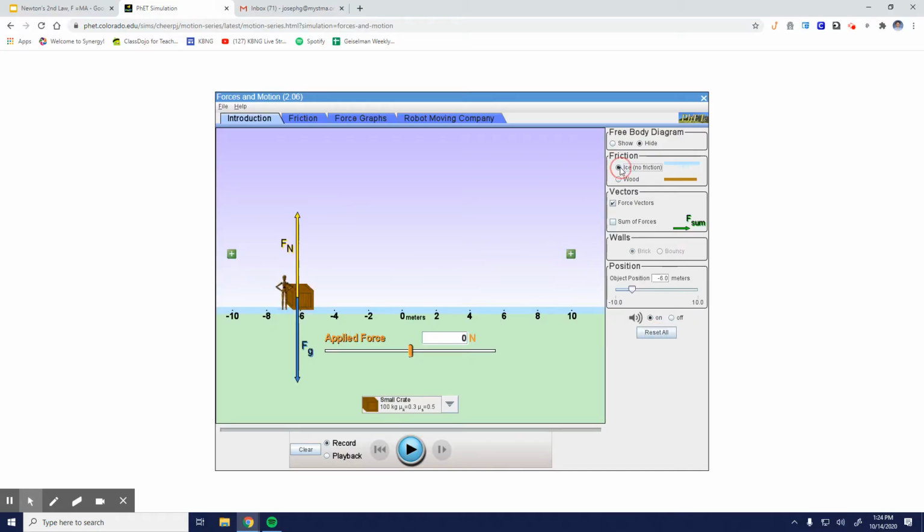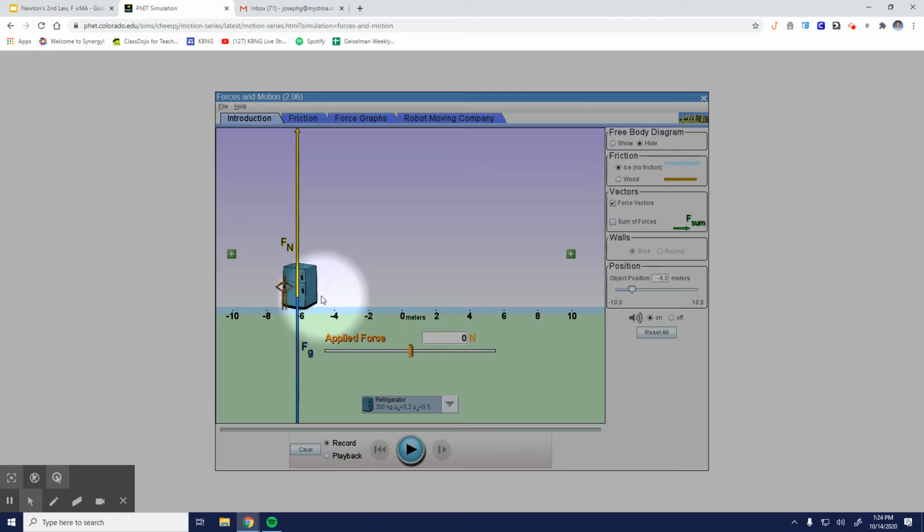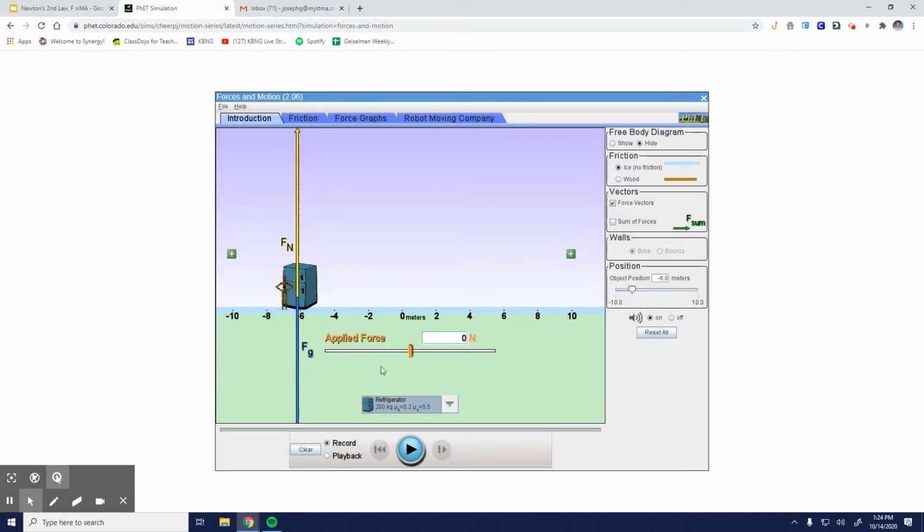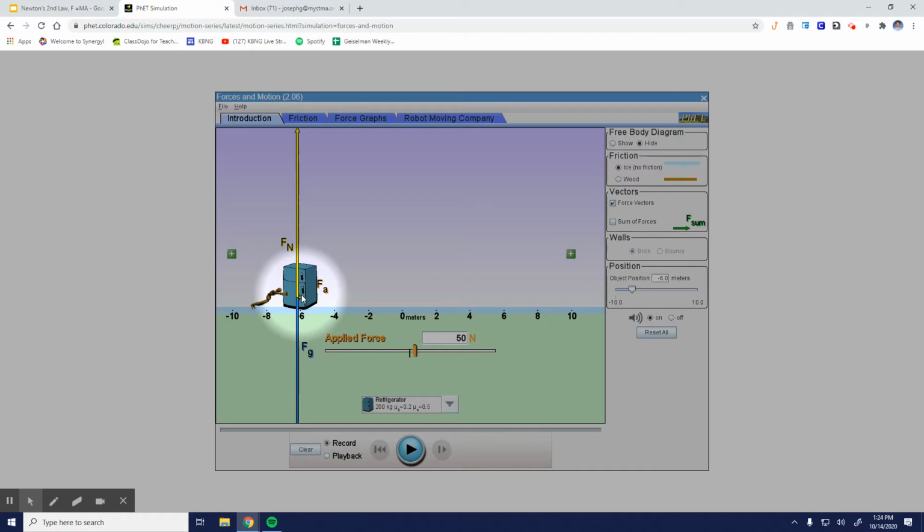If I wanted to change this up, I want to make the object bigger. I have now changed my mass to the mass of this refrigerator that has a mass of 200 kilograms. So my object is much bigger, so I'm going to need a larger force to move it at the same rate as it was before. So if I set the force to 50 newtons, you can see that that force is very, very small, right? And it's not going to really move the refrigerator much.